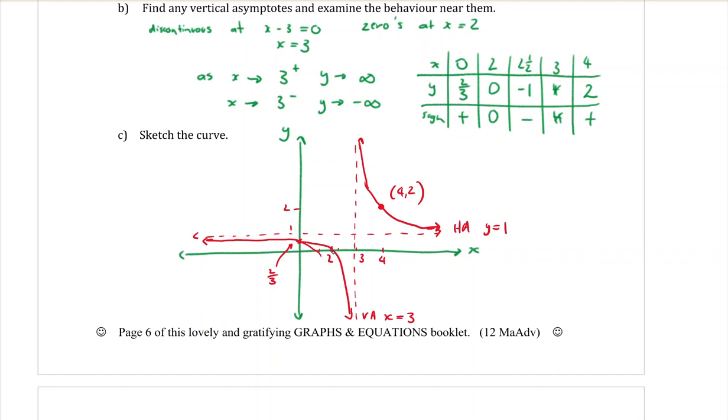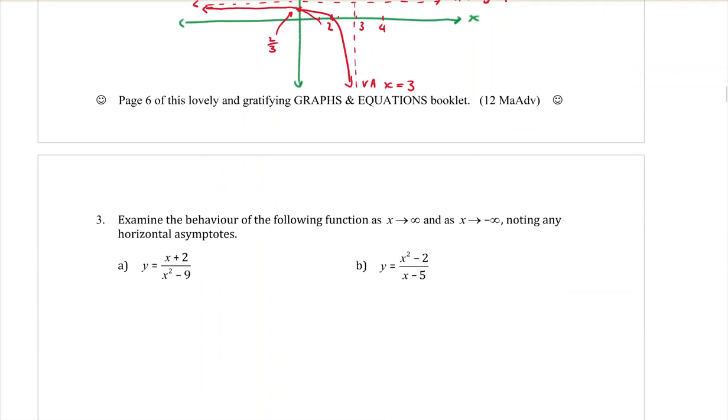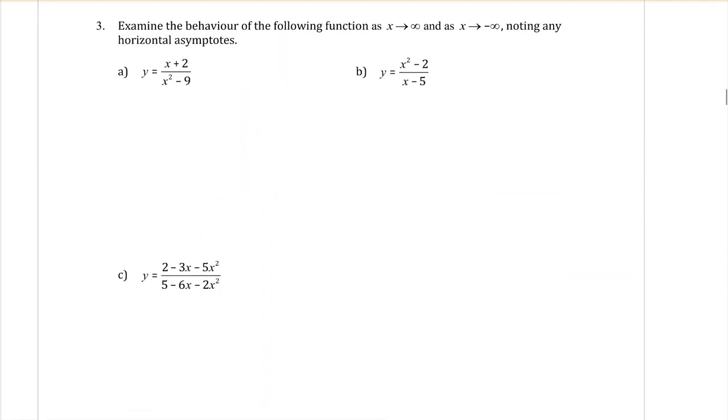All right, question 3. Yes, another one more. The good news is that none of these ones involve sketching. Make it a little bit faster. Examine the behavior of the following function as x approaches infinity, as x approaches negative infinity, noting any horizontal asymptotes. Okay, so this is just practicing with those horizontal asymptotes because that's the newest concept here.